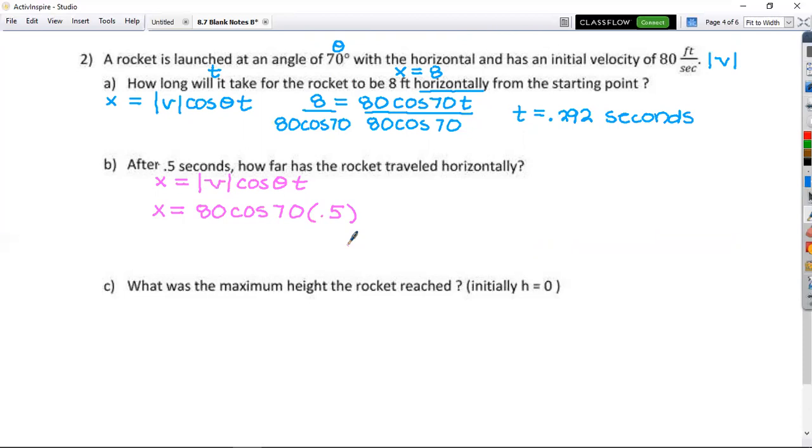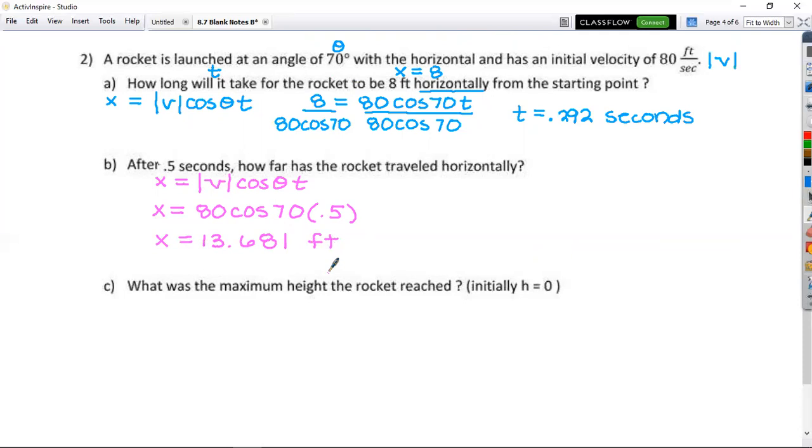All right, so we have 80 cos 70 times 0.5. I got like 13 and change. So the horizontal distance in this case is 13.681. So we're doing all the rounding the same. This was in feet.